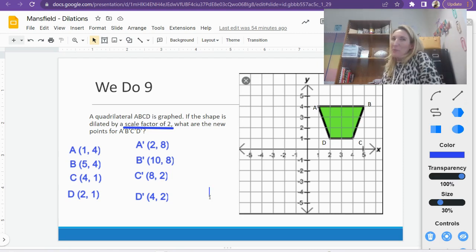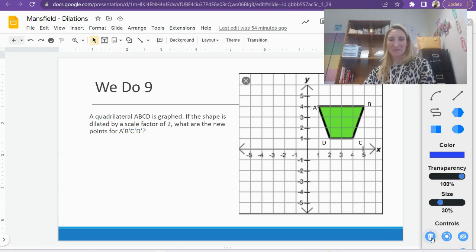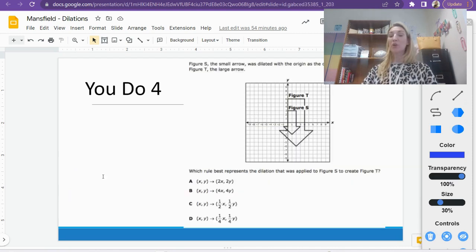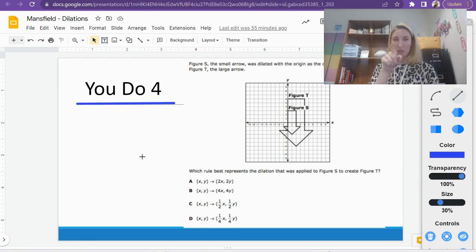I hope this is making more and more sense. I hope it's getting easier and easier. You do number 4. I want you to try this one on your own. Please write on your paper. You do not have to copy the shape, but please write on your paper if it's growing or shrinking. Read the sentence up there. Don't be lazy. Check which one is the original, which one is the new one.